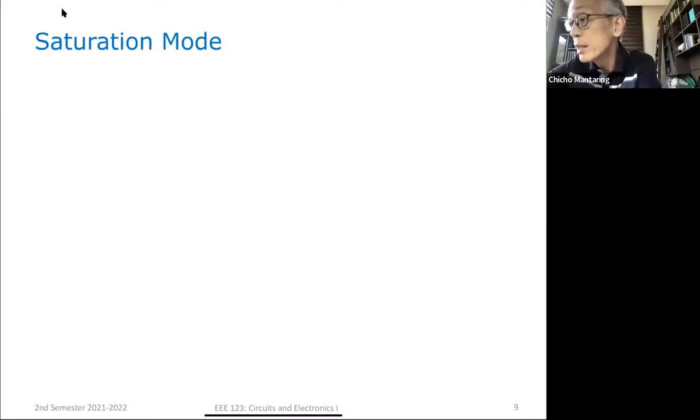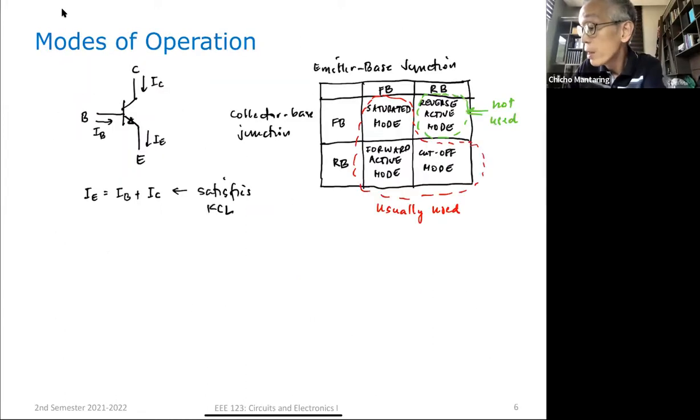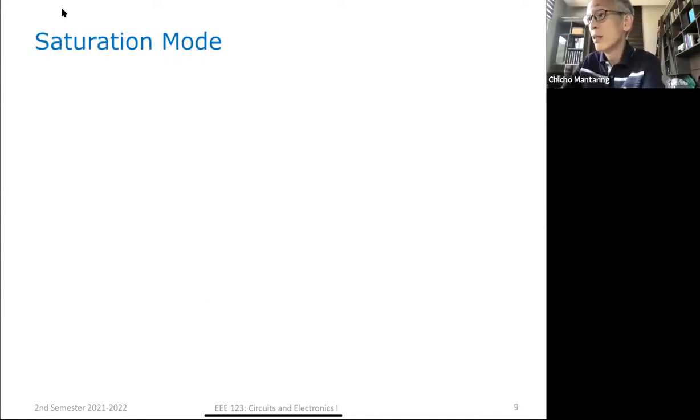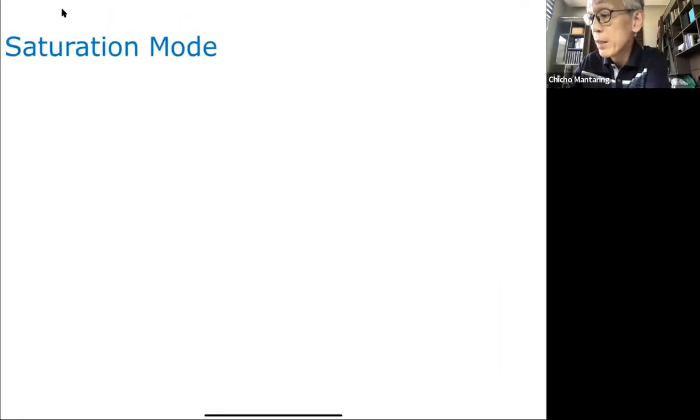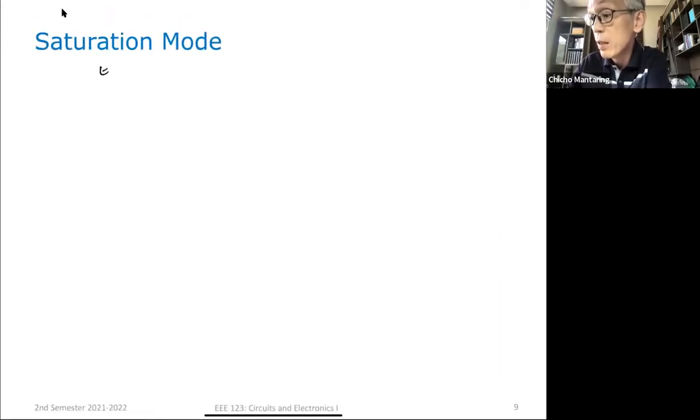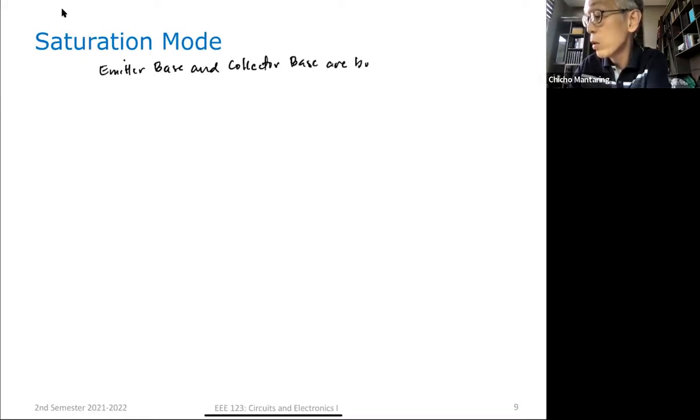Okay, what is the next mode that I want to talk about? The next mode that I want to talk about is saturation. So if I go back to here, saturation is when both the collector base and the emitter base are forward biased.